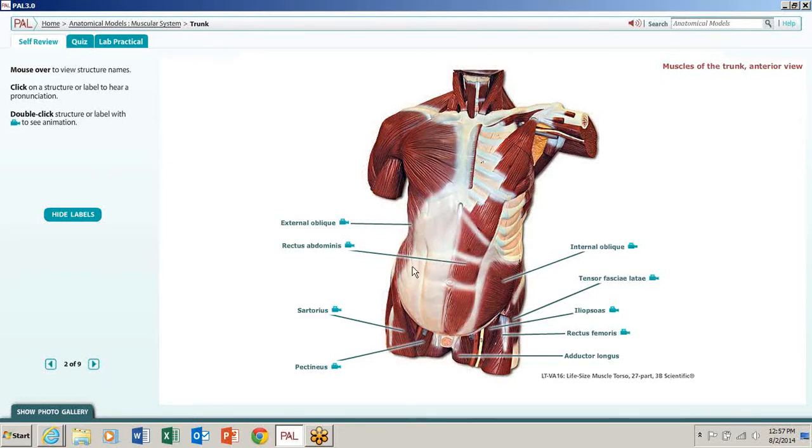This white area here is a band of connective tissue called the linea alba, so that's kind of superficial, but underneath that is the rectus abdominis, and so it's quite conspicuous there. And on the inside of that, we have the internal oblique here underneath the external oblique. So that's the second layer down, and we don't see the third layer, the transversus abdominis layer on this.